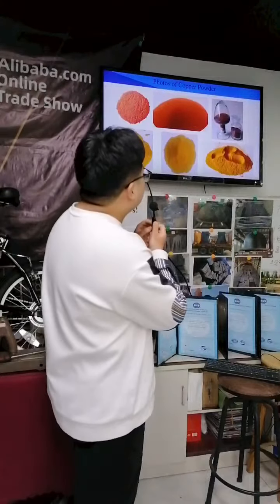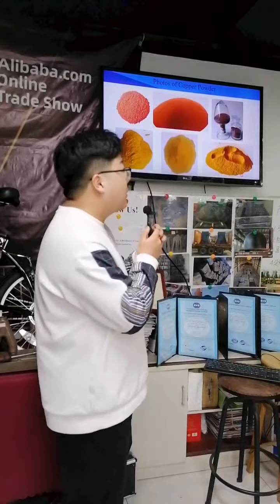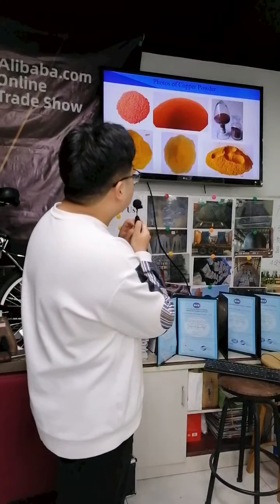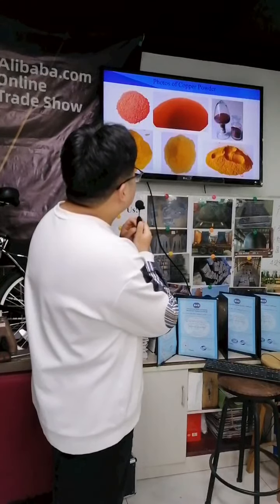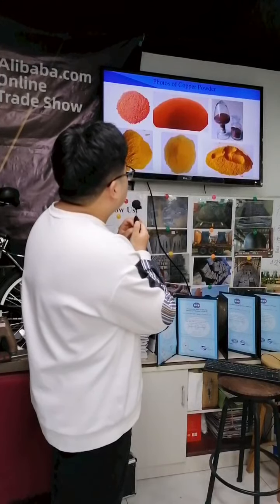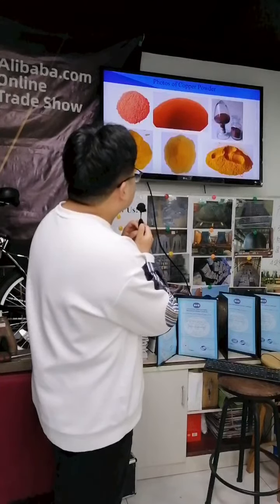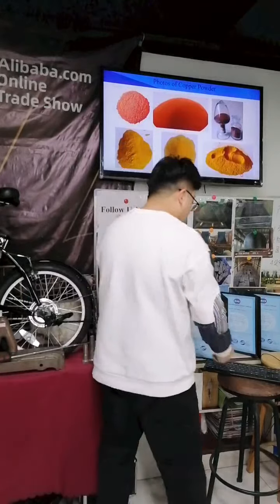Okay, there are some photos of pure copper powder. They show us the different colors of pure copper powder and copper alloy powder. You can see the upper picture is red. It is pure copper powder. The lower picture is yellow. It is copper alloy powder.